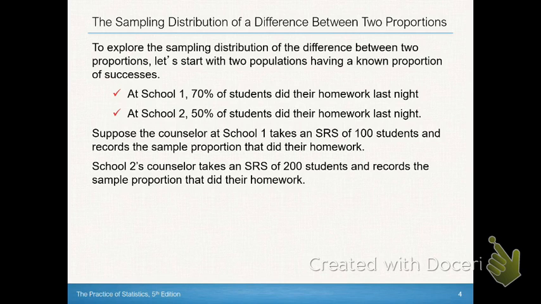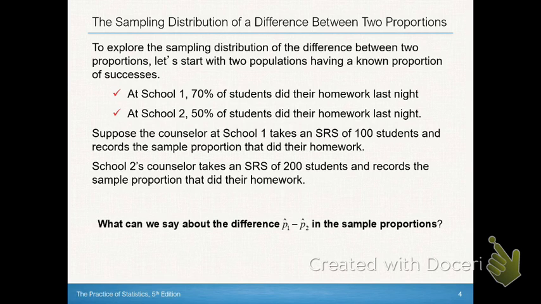So here's an example to look at. We've got two different schools. At school number 1, we know that 70% of students did their homework last night, and at school number 2, we know that 50% of them did their homework last night. So we're going to take two samples: a sample of size 100 from school 1 and a sample of size 200 from school 2. And we want to look at what the sampling distribution for the difference of those samples would look like.